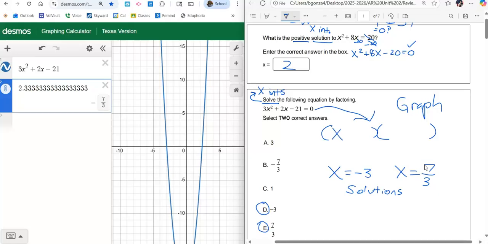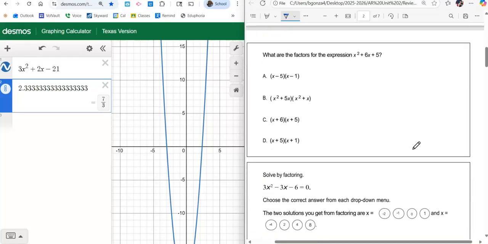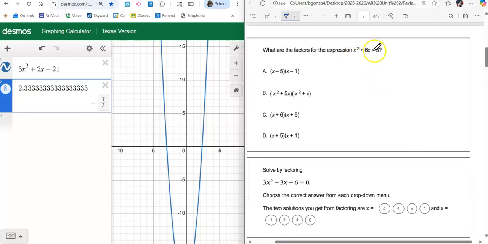But if you wanted the factors, if you remember, you work backwards to the factors. -3 is opposite. That's +3. +7/3 is opposite. -7/3. And then that denominator gets moved to the front. 3x minus 7. Cool. So remember, first you graph, you get your solutions, and then you write them in parentheses, and then you simplify, okay?